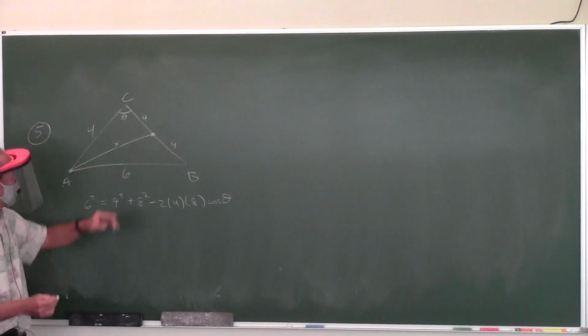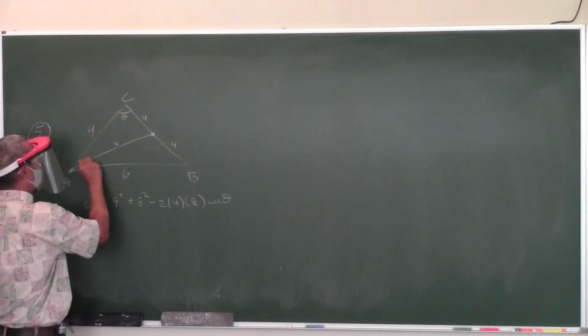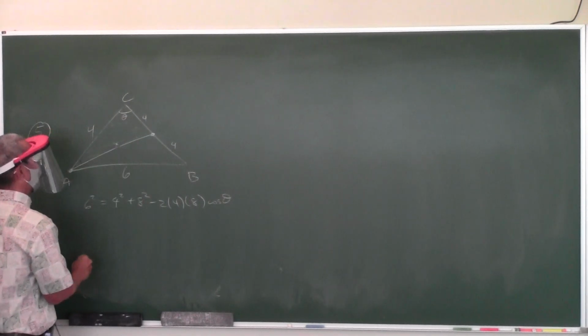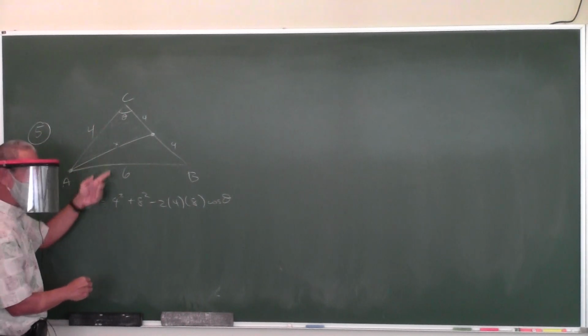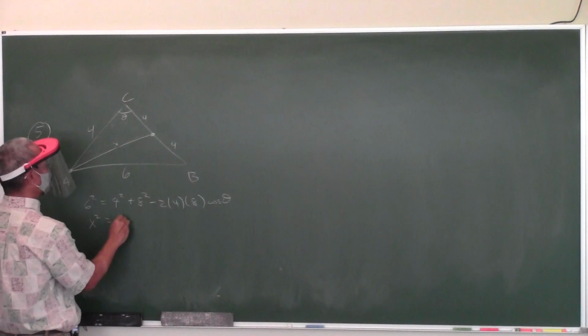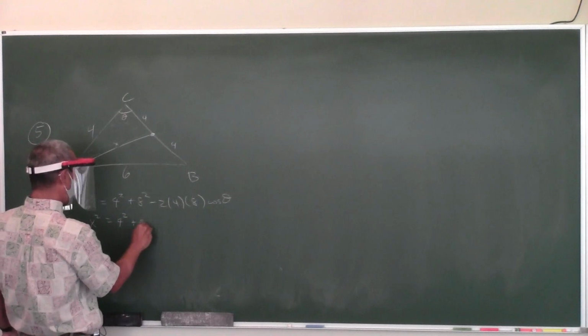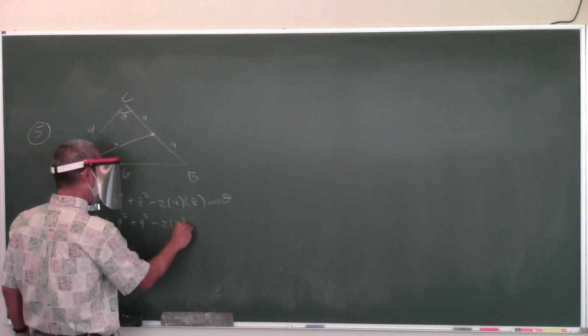Now use the law of cosines on the baby bear. Just this one right here. Okay? So how do I start it? X squared, because it's opposite the angle. X squared is equal to 4 squared plus 4 squared minus 2 times 4 times 4.